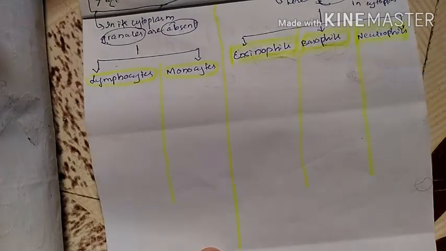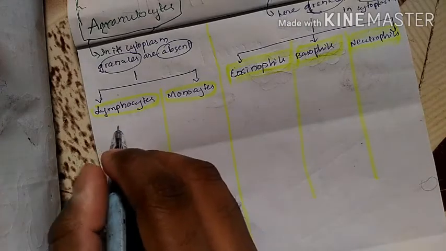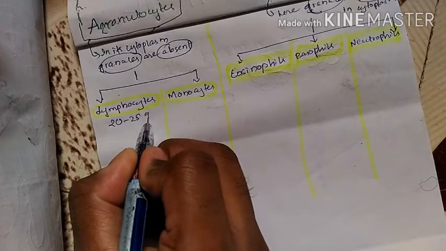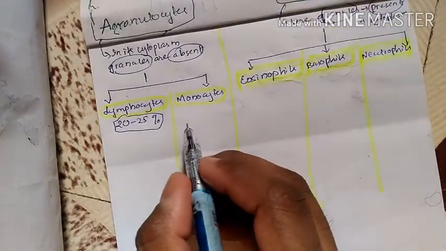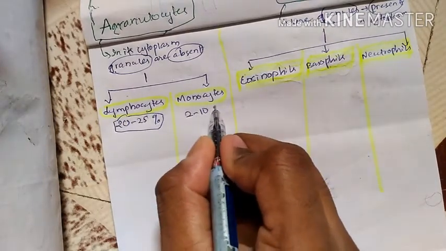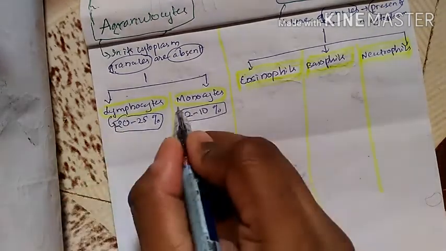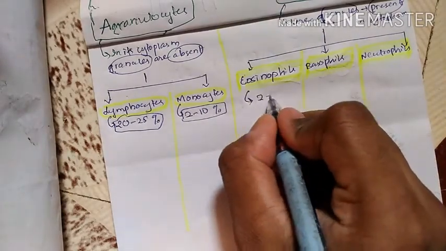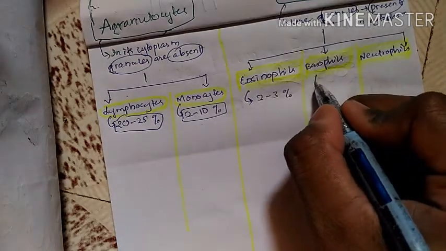Now we'll make this flowchart into a tabular form to make it easier. And now the percentage of these cells in the blood: lymphocytes are 20 to 25%, monocytes 2 to 10%, eosinophils 2 to 3%, basophils 0 to 1%.